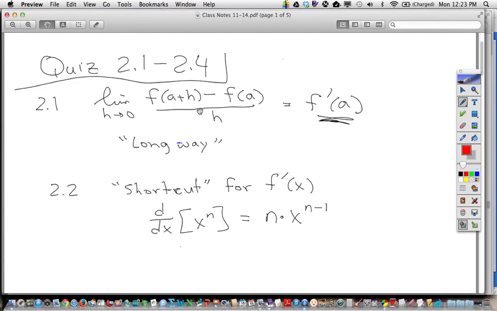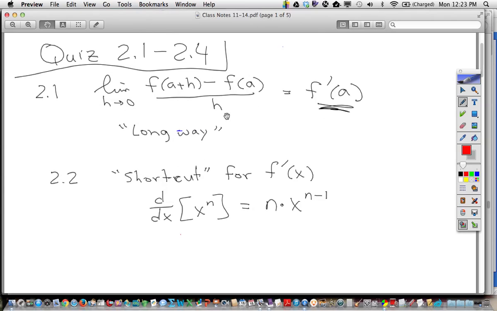On Thursday, now we did some new stuff on Friday, but on Thursday we said, okay, we've got these limit problems. The long way is the first thing we got, this limit definition of the derivative. The limit definition, or just the definition of the derivative, is this thing here. We just pretty much have to have that memorized. Know what that looks like.